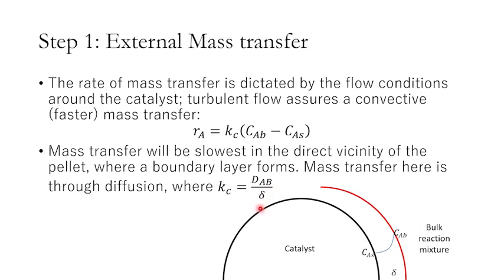As you can imagine, as your boundary layer thickness decreases, your mass transfer coefficient increases. That is it for the first step, external mass transfer. Now, throughout this process, we will be tracking the progress of two species, that is A, our reactants, and P, which is our product. So now, your reactant A is already on the surface of the catalyst.